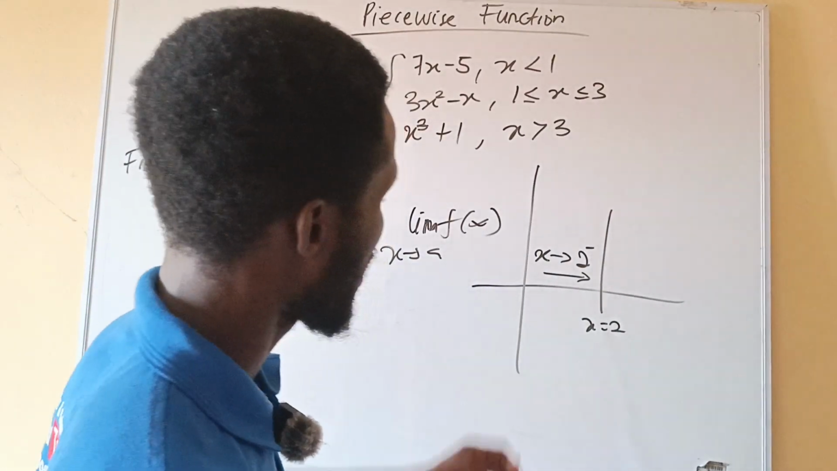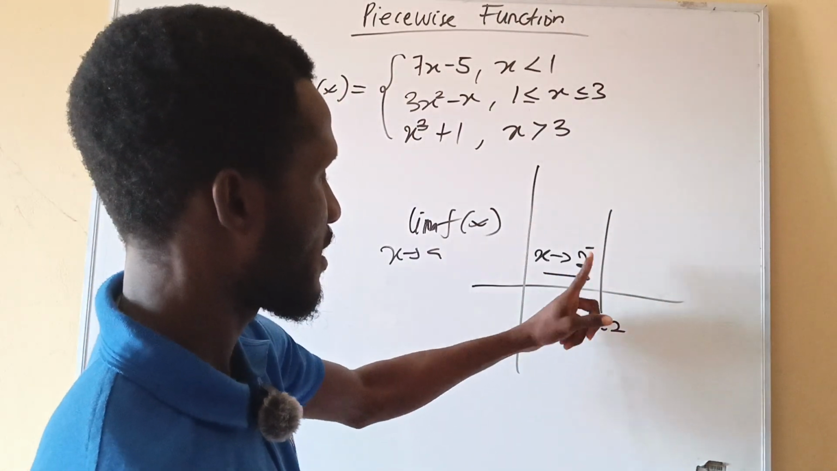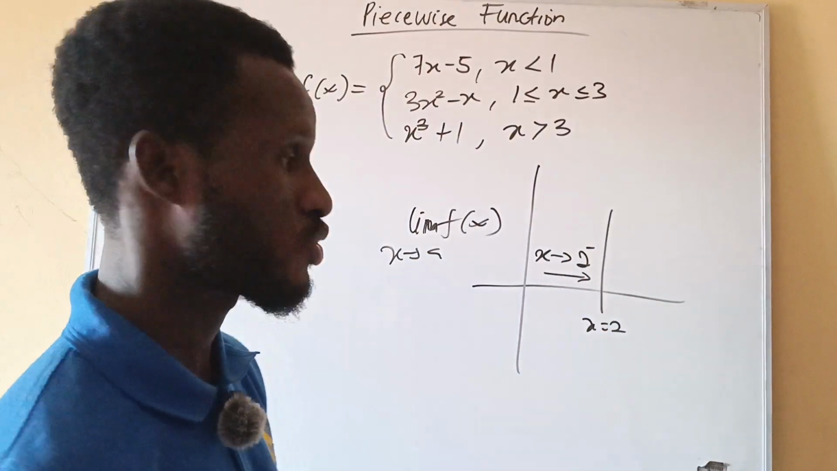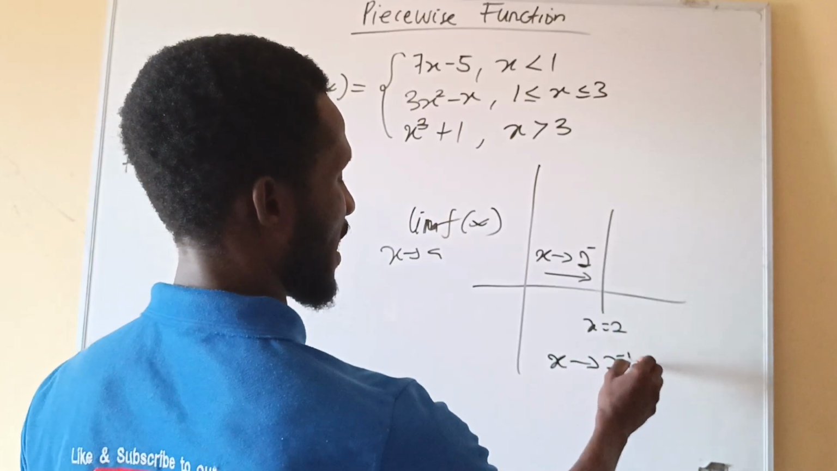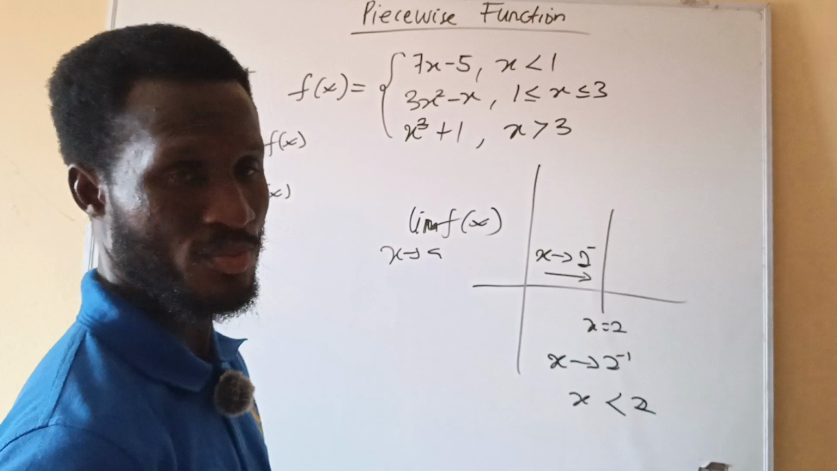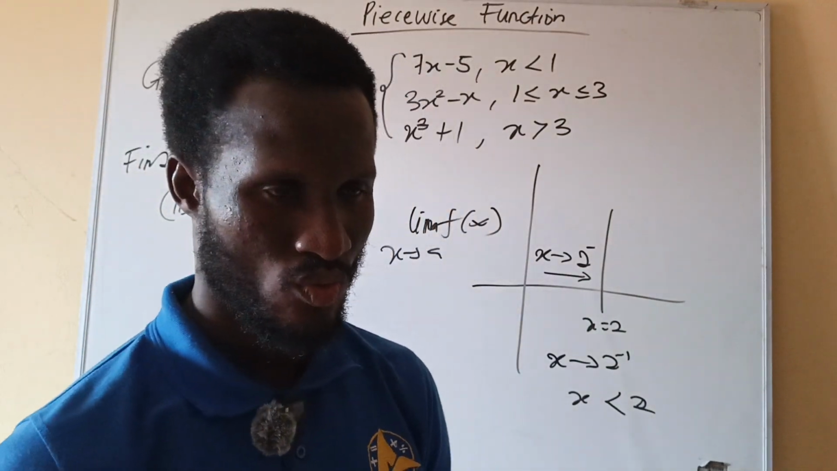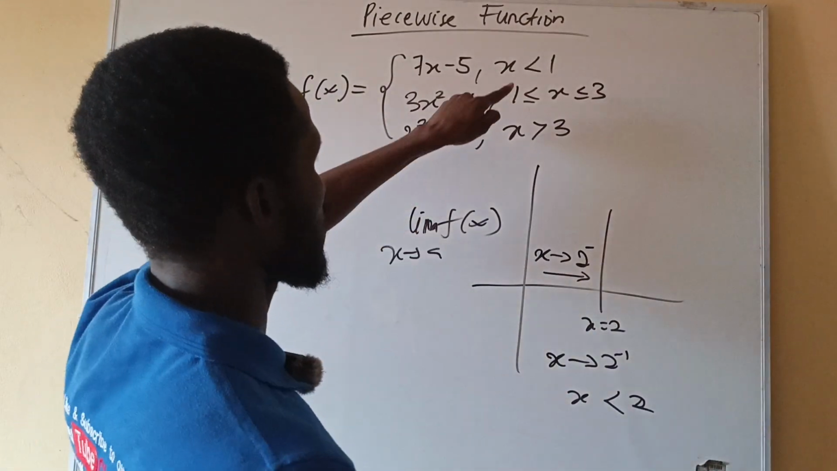Yes. Now, x is approaching 2 from the left. It means that x is supposed to be less than what? Less than 2. So anytime x is approaching 2 from the left, it's supposed to be less than 2.